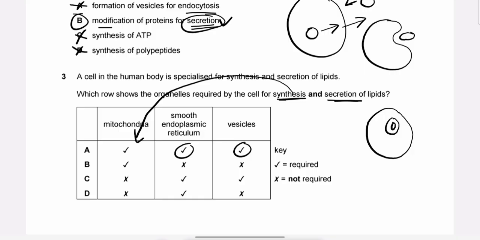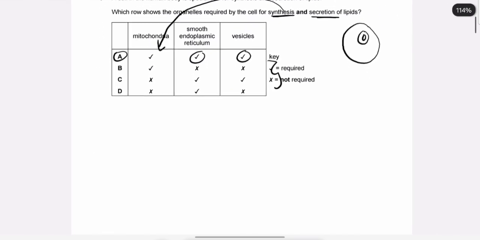Wherever there's synthesis, we're going to need energy, and we know we get that energy from aerobic respiration, most of which happens in the mitochondria. And we need the smooth endoplasmic reticulum and vesicles for secretion. So that makes A the best answer for number 3. There's really no need for us to go through the other 3 answers. So then we move on.